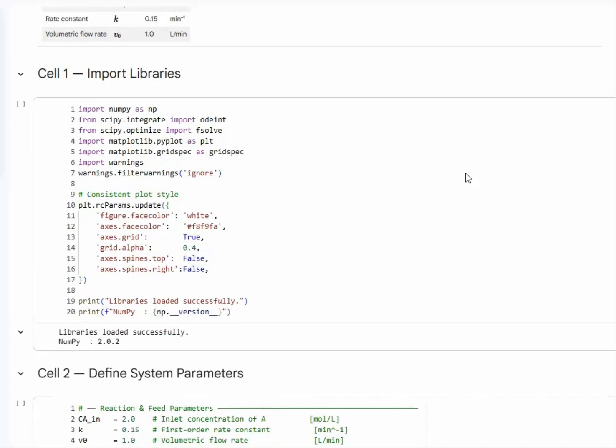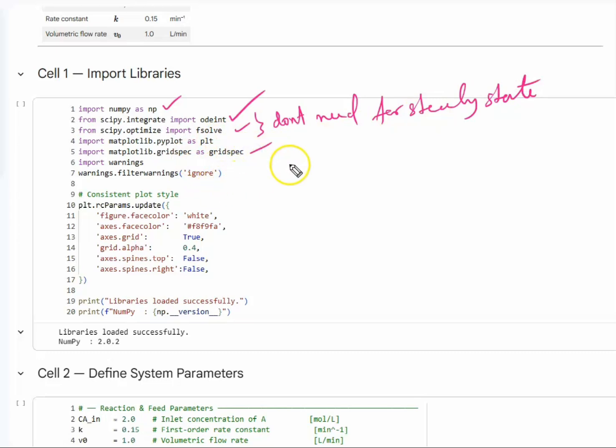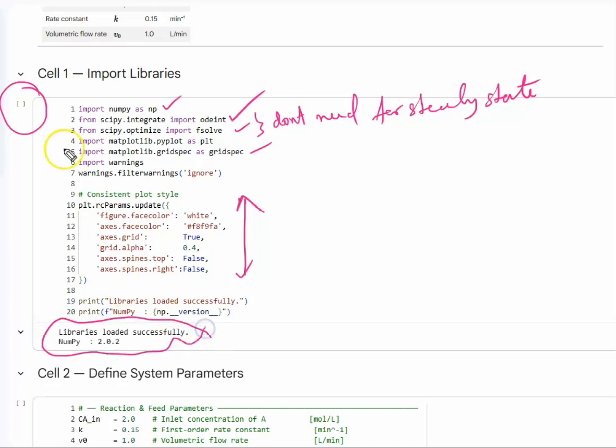Now cell 1, imports. We need 4 libraries: NumPy for fast array math, SciPy for the ODE solver and root finder. Here we don't need the ODE solver because there is no ODE. And matplotlib for our plots and GridSpec for subplot layout control. We also call rcParams to set a clean, consistent plot style across all figures. White background, light gray axes, no top or right spine. Okay, now you can hit the run button. You can see all libraries are installed and it is good to go.